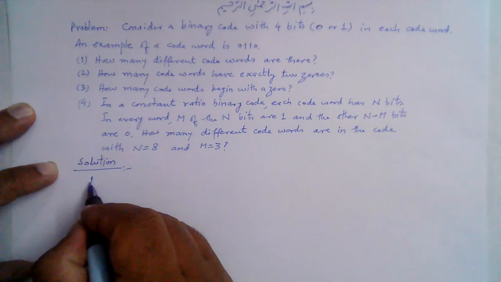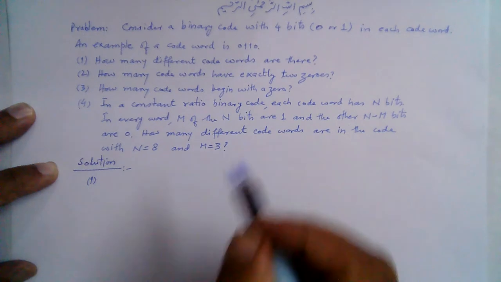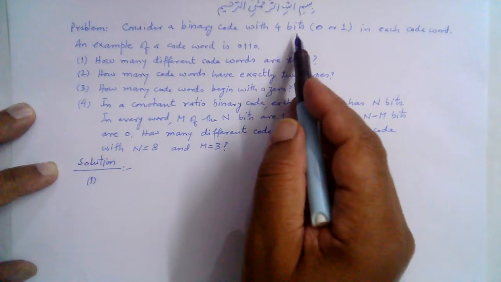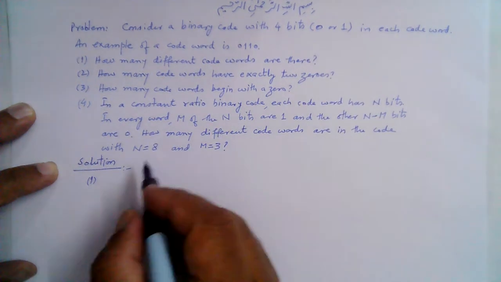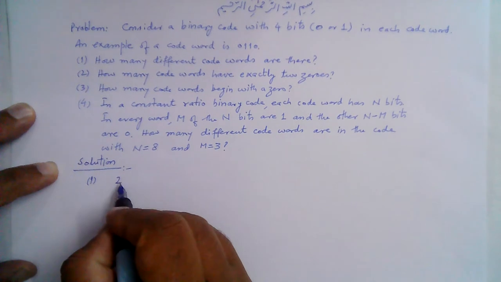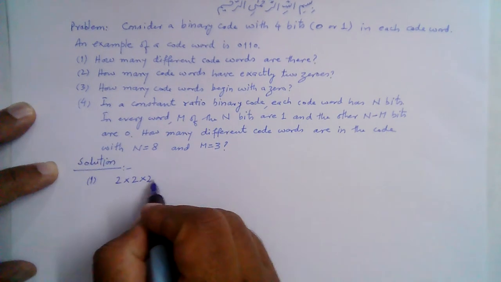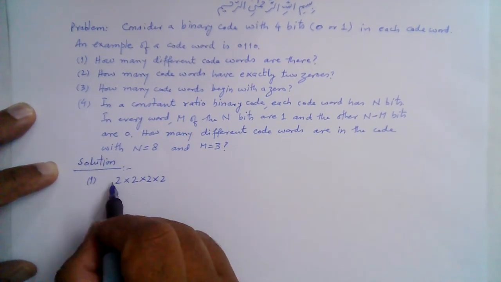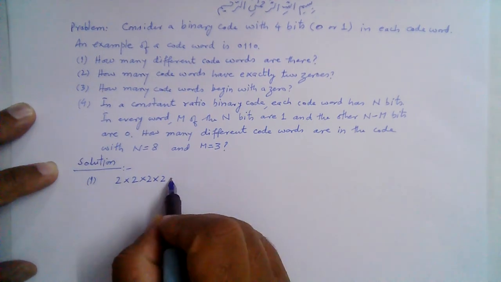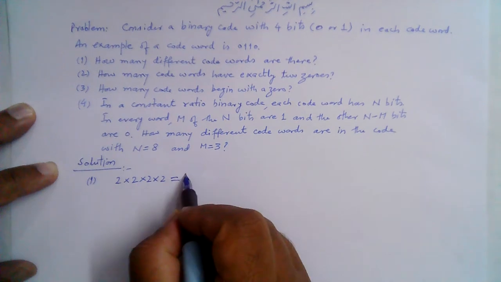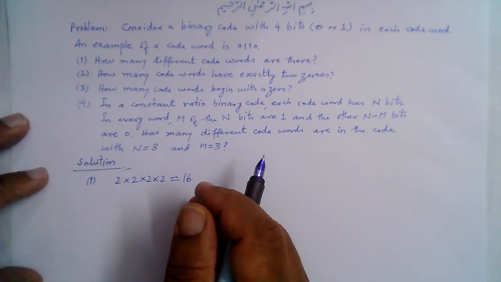So part 1, how many different code words are there? So this is a 4-bit word, right? With 4 bits, and each bit can be either 0 or 1. So each place can be chosen in 2 ways. The first bit can be chosen in 2 ways, the second bit in 2 ways, the third bit in 2 ways, and similarly the fourth bit. So from the fundamental principle of counting: 2 multiplied by 2 multiplied by 2 multiplied by 2, and that is 16. So 16 4-bit words are possible, right?